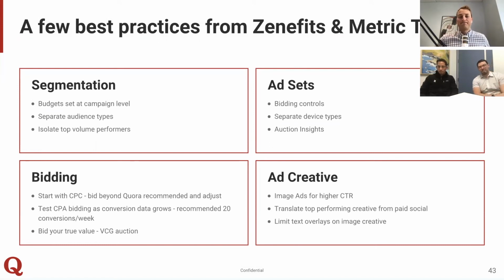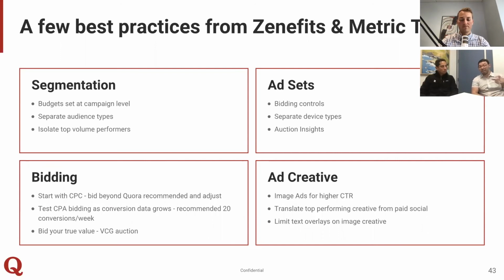Sure. So definitely share a lot of similarities with the tips that JD just went over. But our tips for you guys, what we've learned from running with Zenefits specifically, starting with segmentation. So keep in mind that budgets are going to be set at the campaign level for Quora. So what does that mean? We were talking about the different audience types we run with Zenefits. Those are all separated out into unique campaigns so that we can budget according to the audience that's working best.